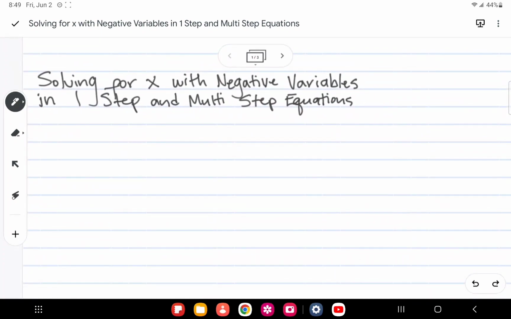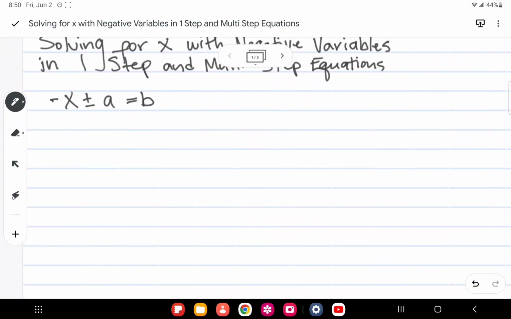So let's start. Before, we had covered x plus or minus a equals b, and we are solving for x. In this video, this x will be negative. Okay, so let's jump onto an example. Once again, if you are having a hard time understanding this, or you need a little bit more review, please refer back to my previous video called PEMDAS, solving for x in one-step and multi-step equations.